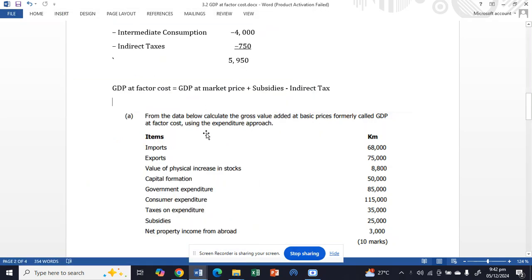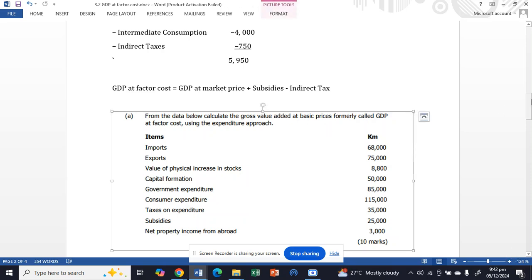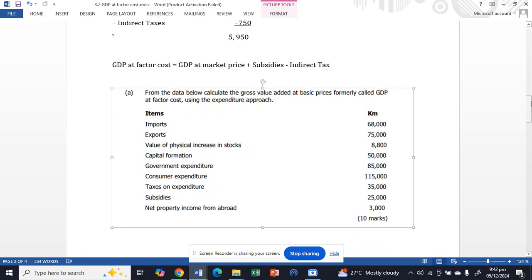Okay, so we have another example here. From the data below, calculate the gross value added at basic prices. When you hear gross value added at basic prices, actually this is the new name, formerly called GDP at factor cost, using the expenditure approach. So GDP at factor cost is where you're focusing on what it costs to produce the goods.